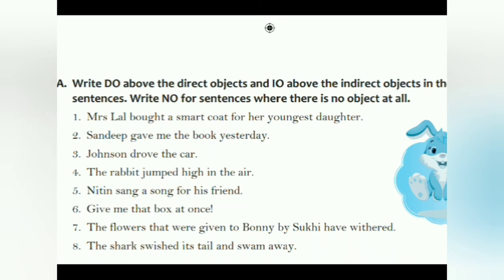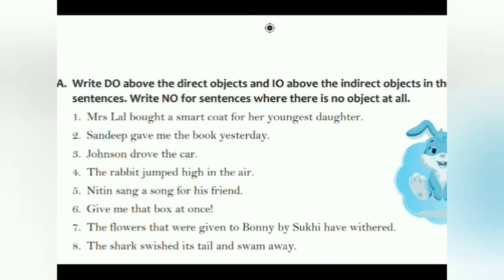Next is Johnson drove the car. Johnson is the subject, drove is the verb, and what did Johnson drive? The car. The answer of what is coming from the car. So the car is the direct object. Next is the rabbit jumped high in the air. The rabbit is the subject, jumped is the verb, but there is no object. We can't find the answer of what. So here we would write NO, no object.